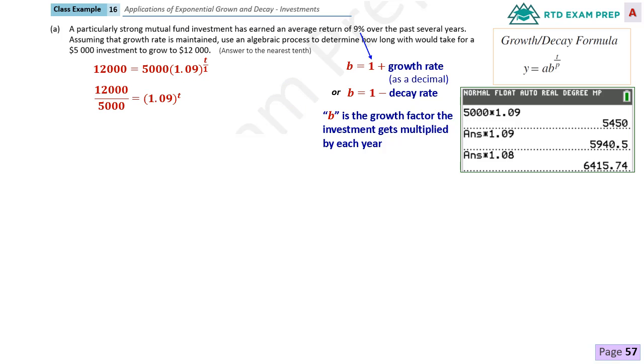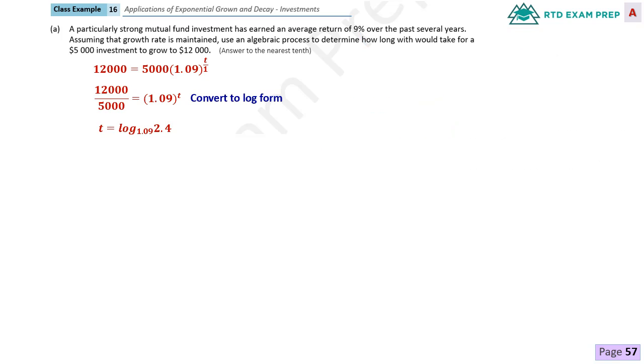This is an example where our unknown is in the exponent, so we know it'll become a logs question. We start by isolating the power term by dividing both sides by the coefficient of 5,000. And now we can convert this to log form. So 12,000 divided by 5,000 gives us 2.4, and the 1.09 that is the base of the exponent becomes the base of the logarithm. Type this in your calculator, and it turns out to be 10.2 years.